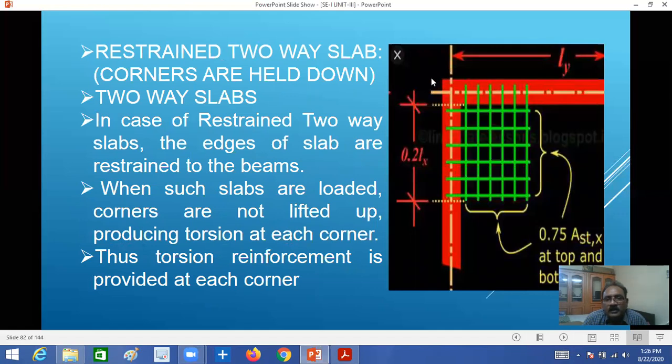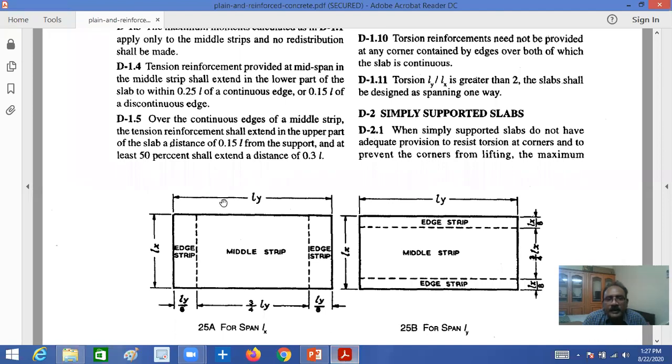See, if you see this one, in this way you have to provide it. This is the 3/4 of steel you have to provide at the top of your corner strip. Okay, corners not held down, corners held down, right? This is where corners are held down. In the case of restraint to a slab, the edges are restrained by beams. Okay, now here if you see IS 456, you observe this one. As I explained, this is the middle strip. This is a middle strip.